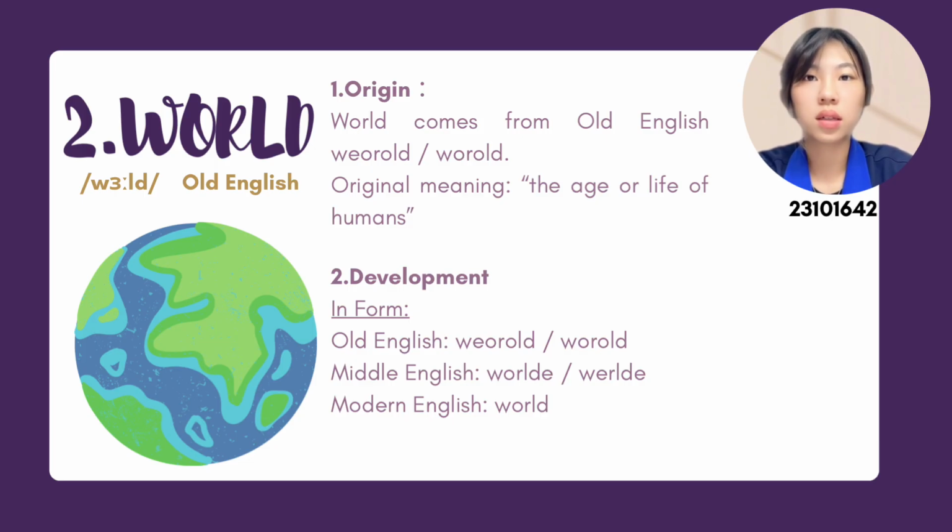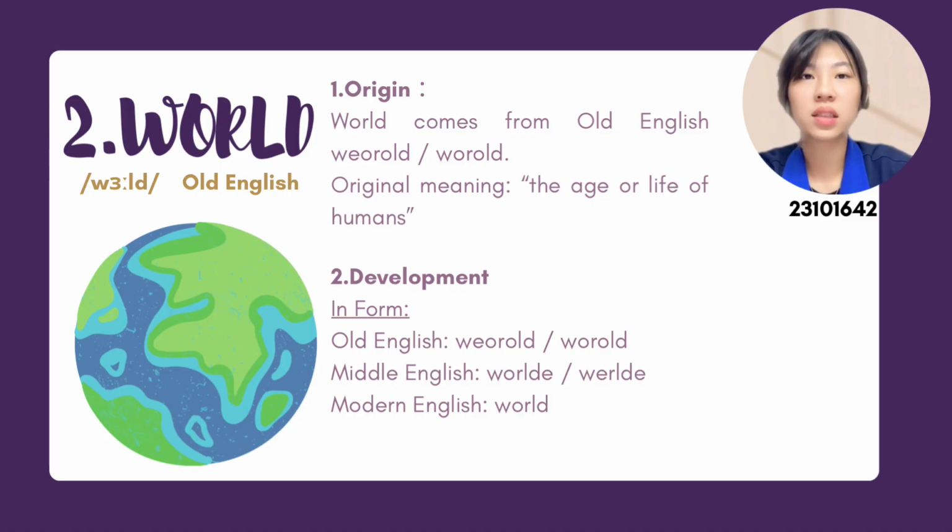So the early meaning of the word was the age or life of humans. In the beginning, the word didn't mean the planet Earth. It referred to human existence and human life. It focused on people and their experience of life.